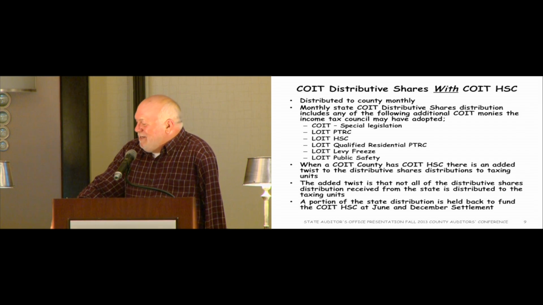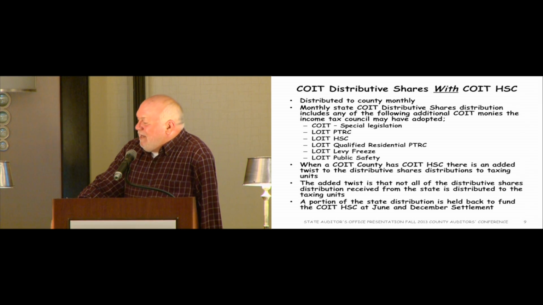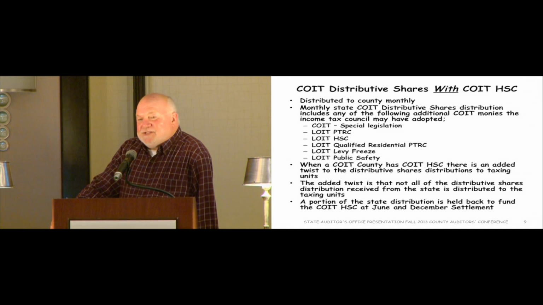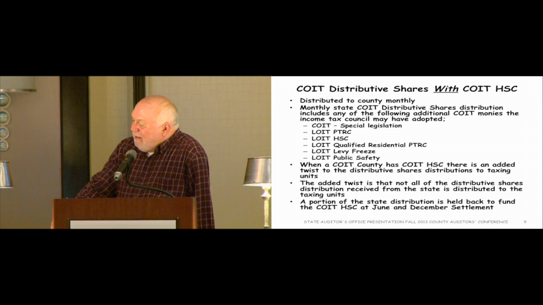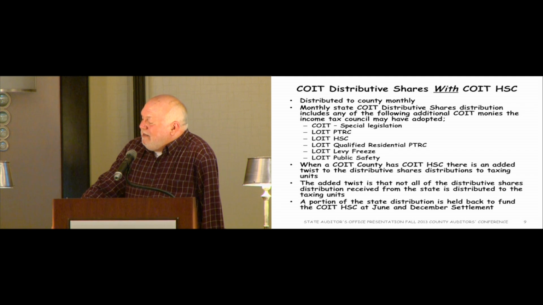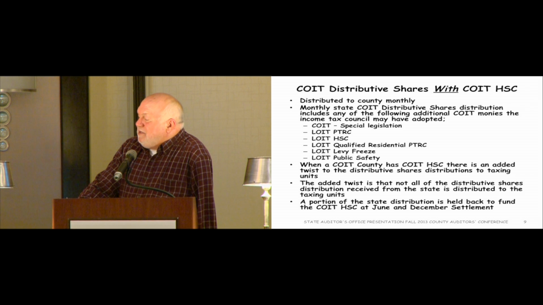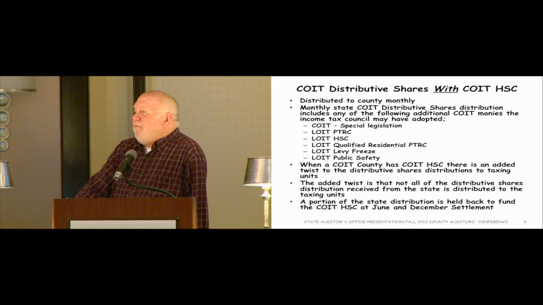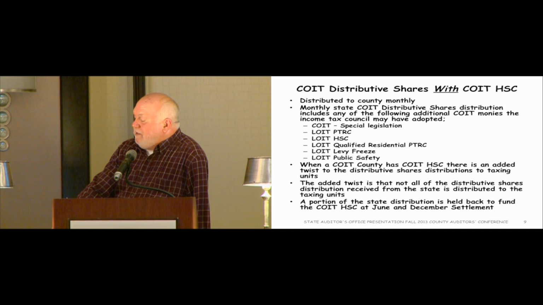I think it's 10 counties that have COIT with COIT homestead. This certainly adds a little twist to things. Whenever there is COIT homestead, then the twist is that not all of the state distribution that you receive is going to be distributed out to the taxing units. And you're going to hold back a portion of it for the funding of the COIT homestead.